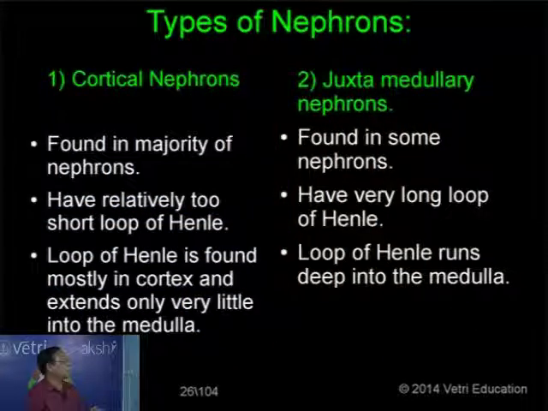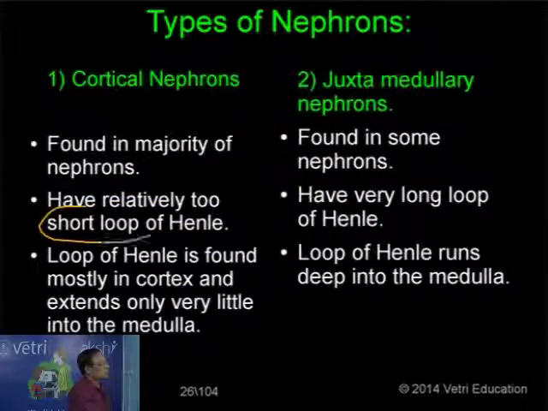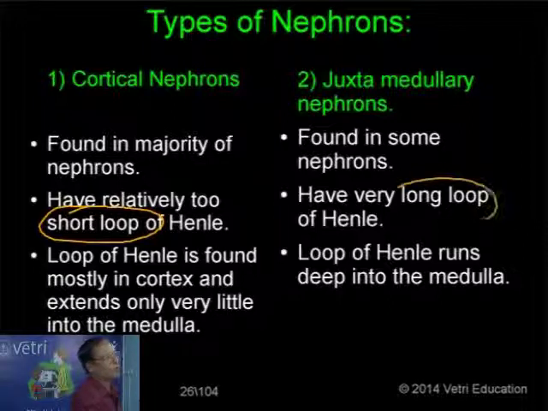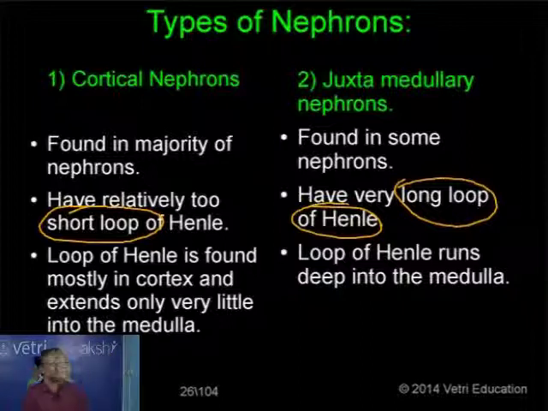The loop of Henle is very short in the case of cortical nephrons, whereas juxtamedullary nephrons have a very long loop of Henle. Because of this very long loop of Henle, they extend into the medullary region. That is the reason they are given the name juxtamedullary nephrons. In cortical nephrons, the loop of Henle is found only in the cortical region, and only a little bit extends into the medulla.